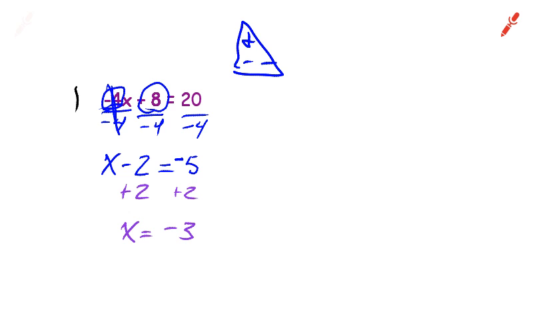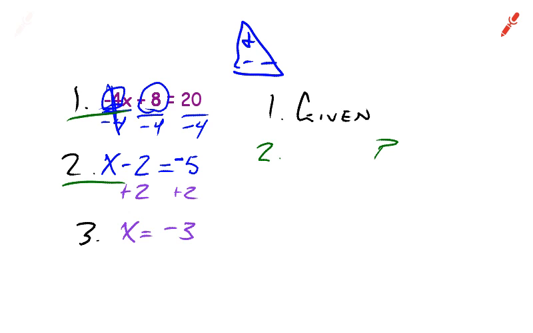One more time, I need to label each step. 1, 2, 3. Step 1 again was just given. How do I know? Because it's the original equation. For step 2 I look at it and say, how did I get from step 1 to step 2? Well, that's easy. All the work in blue is how I got from step 1 to step 2, and all I did was divide everything by negative 4. Since I divided everything, it has to be a property of equality. And since I divided, it's my division property of equality.